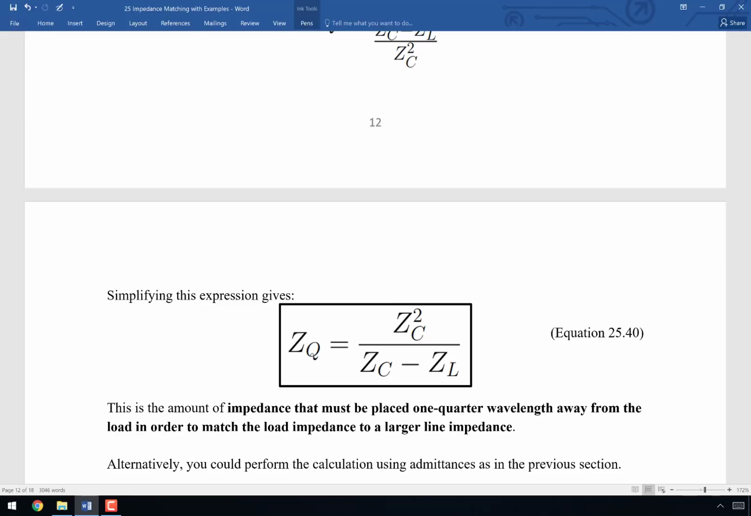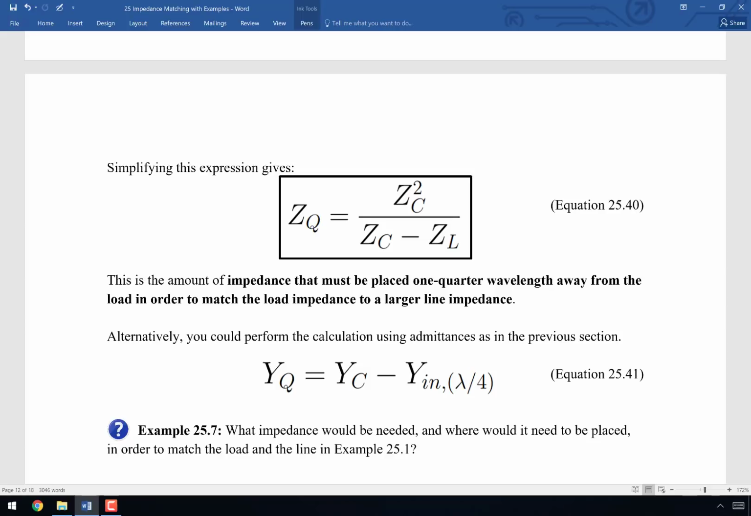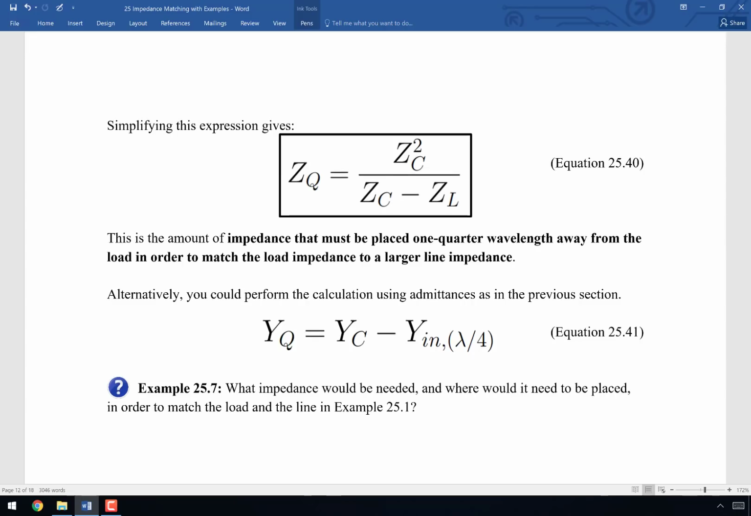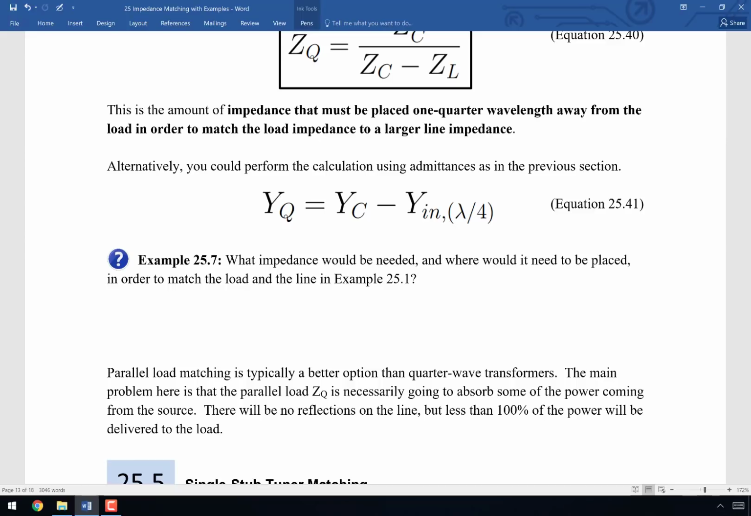up with this expression, which tells us that if you want to match a load that is lower than the impedance of the line, then move the extra impedance a quarter of a wavelength back and give it this amount of impedance. Again, alternatively, you could perform the calculation using admittances, but impedances in this case seem to be easier. So how would we use this technology to match the example problem from problem 25.1?